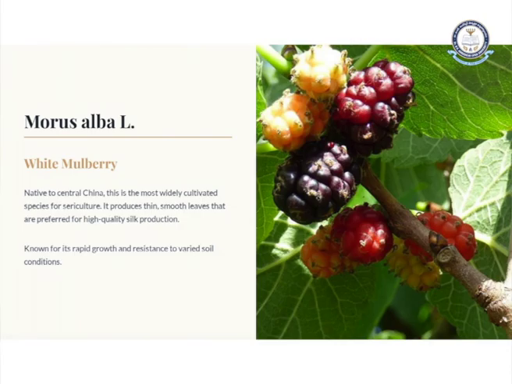This Morus alba is a white mulberry. It contains thin and smooth leaves that are preferred for high quality silk production. It has rapid growth, it doesn't take a long time to grow, and it also has resistance to varied soil conditions. That means no matter what the soil type or condition is, this white mulberry can be grown.